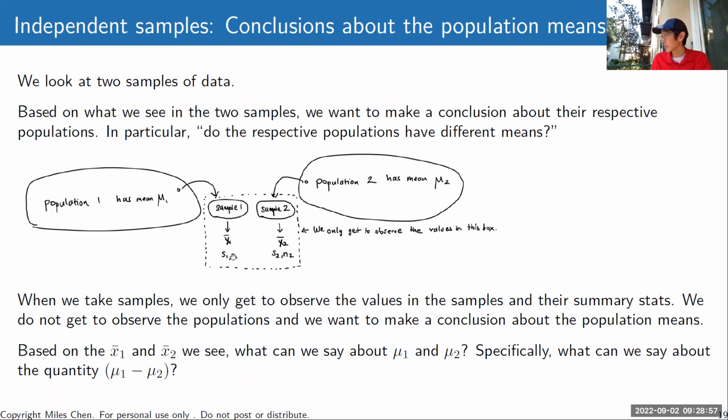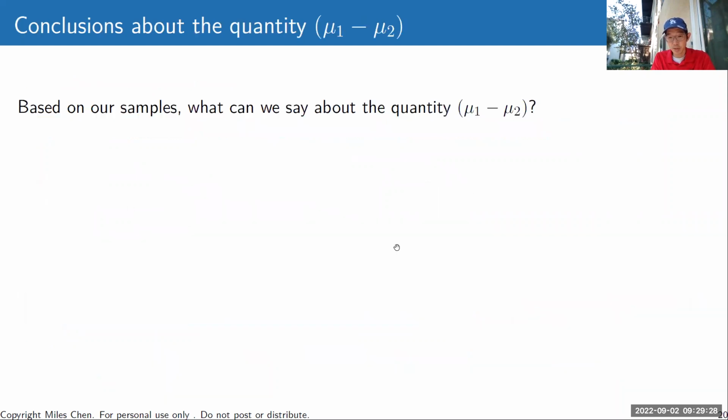Also the standard deviations and the sample sizes, S1, N1, S2, and N2. But these are only the values we get to see. We only get to see the values in the samples but not the populations. And the question is, based on the X bar 1 I see here and the X bar 2 I see here, can we say that the respective population 1 and population 2 have different means? Or is it possible that the two populations actually have the same mean?